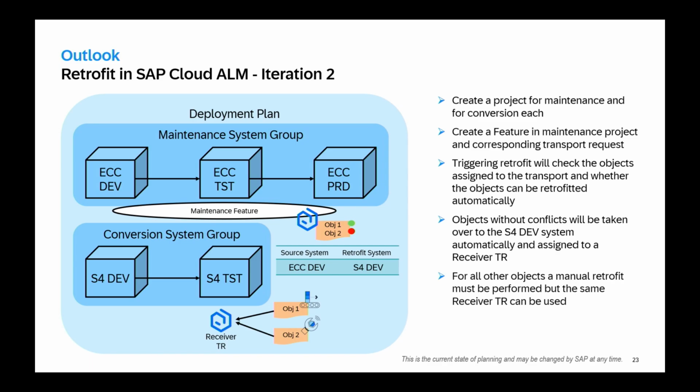And of course, for all the other objects, you need to manually perform the same then, and you can do then as well the assignment to the receiver TR there, so you can reuse the same receiver TR. And then you need to bound it to a retrofit feature for your S4 conversion systems, means in your conversion project, and that's where you can then use the deployment functionality from Cloud ALM. Yeah, so that's the idea behind.